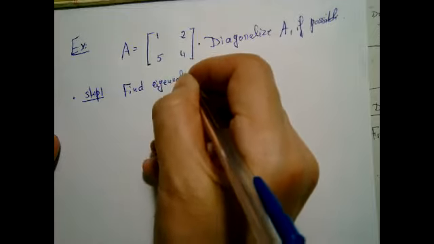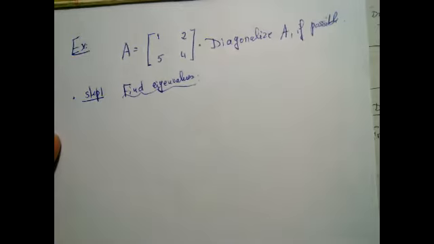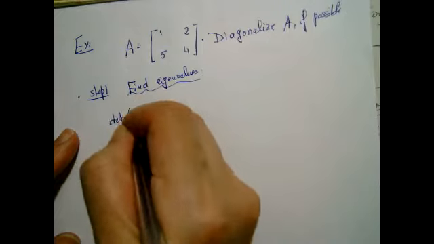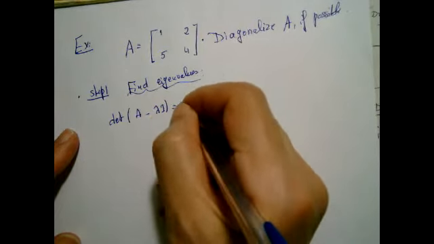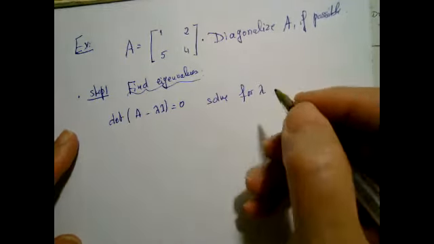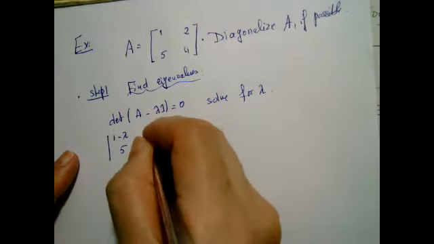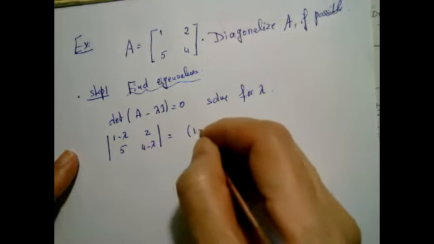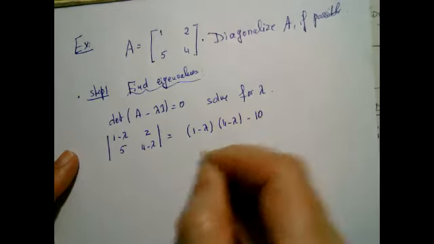So this problem doesn't seem related to the eigenvalue, but it's absolutely related to it. So let us find those. We set the determinant of A minus lambda I equal to 0 and solve for lambda. So the determinant is (1 minus lambda)(4 minus lambda) minus 10.